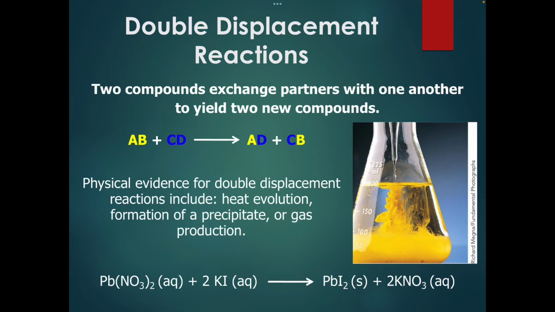This example here is lead nitrate and potassium iodide, and it makes this cool lead iodide solid. That's what the yellow is that we're seeing here. Very, very cool.